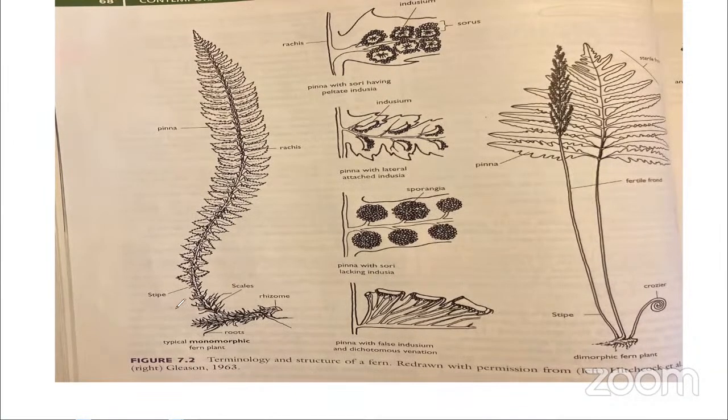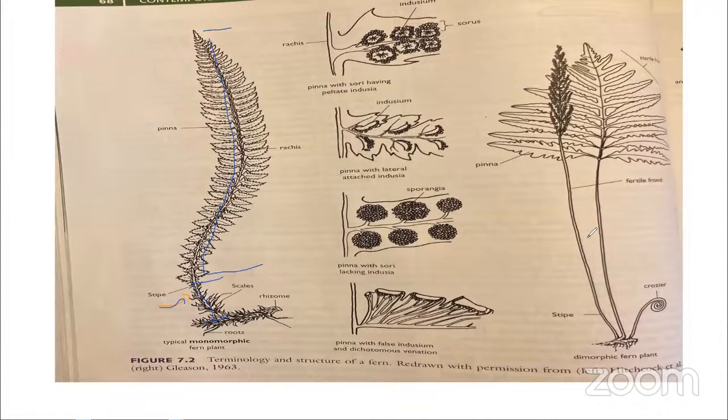So here, that little petiole we often refer to as a stipe when we're talking about ferns. So this stipe would be this kind of stem structure. And then the central portion in a compound leaf, we would also sometimes call the rachis. So this sort of midrib, rachis is another word we might use.